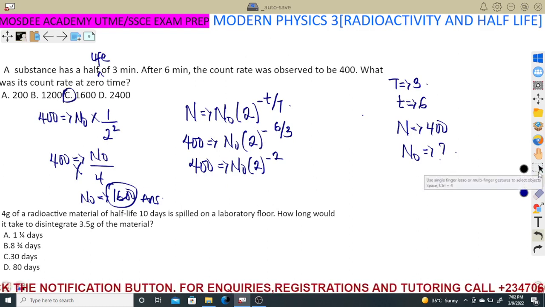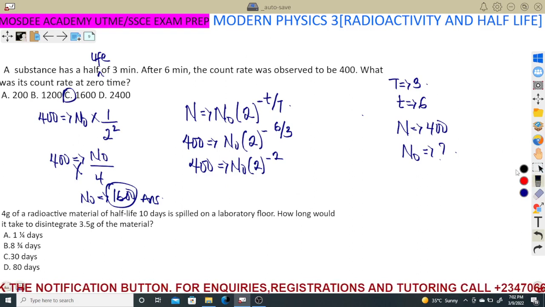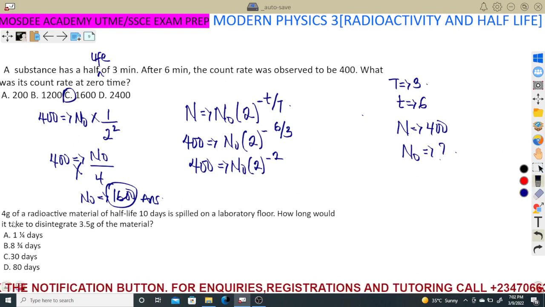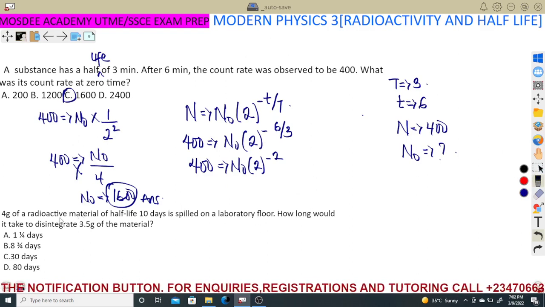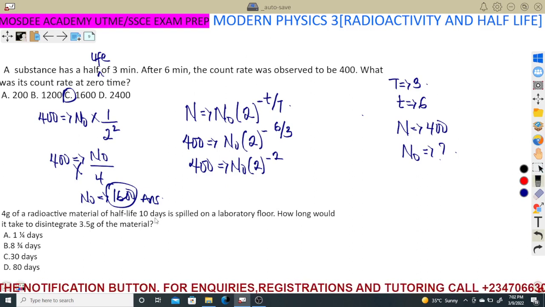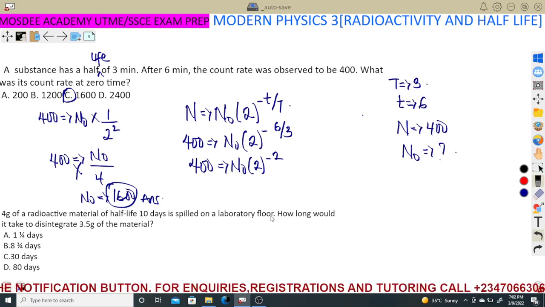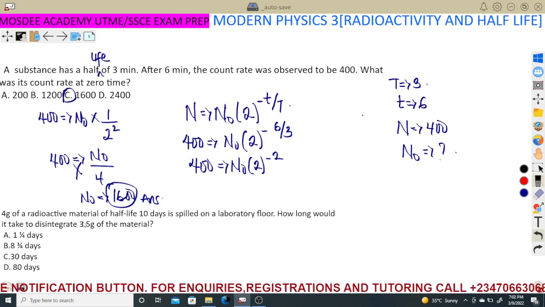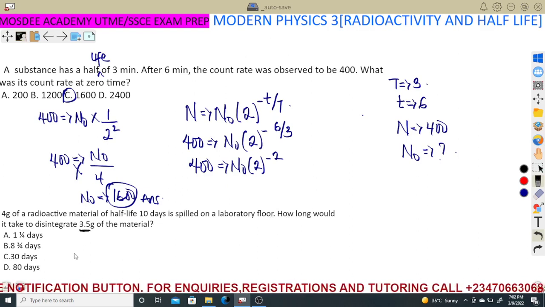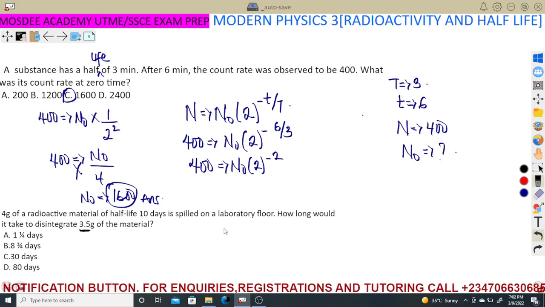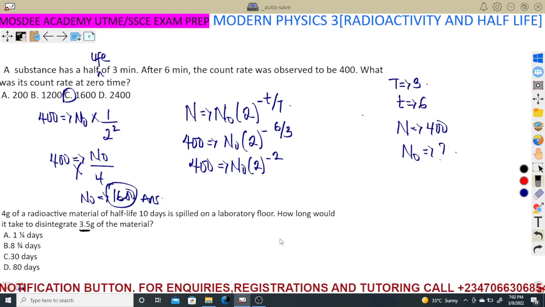So the next question. About the next question, we have 4 grams of radioactive material, that is mass. Now, the material has half-life 10 days. It is spilled on the laboratory floor. How long will it take to disintegrate to 3.5? Technical question. We are dealing with mass. Mass is also the same thing.